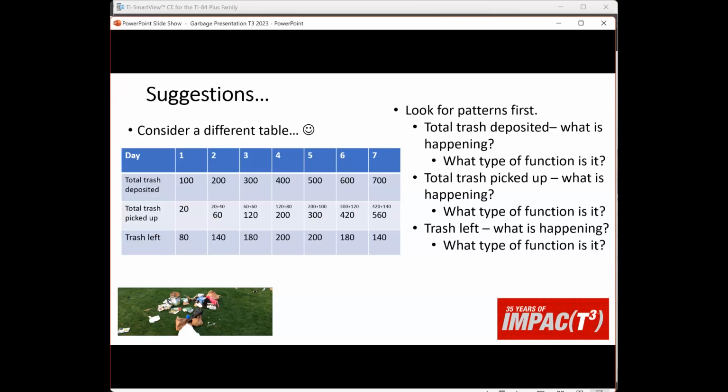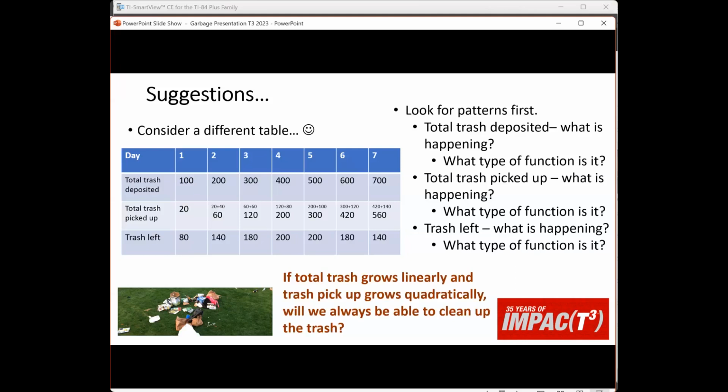And what kind of function is this? Well, we thought earlier it was quadratic. Well, if trash grows linearly and trash pickup grows quadratically, will we always be able to clean up trash? Well, as George Polya says, let them learn guessing, let them learn proving. I will let that be for the reader to determine.